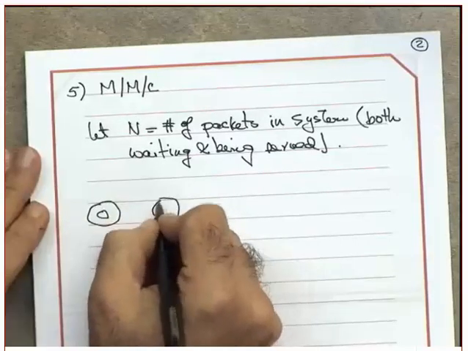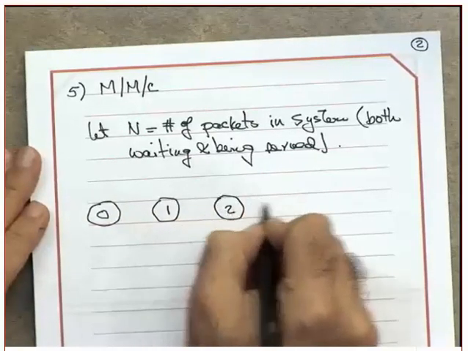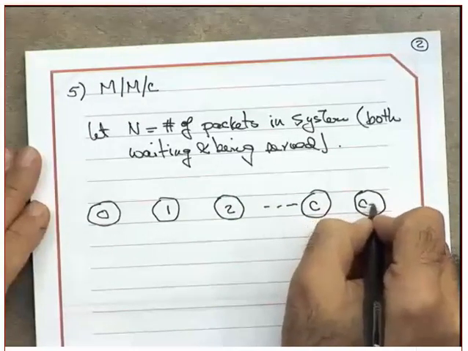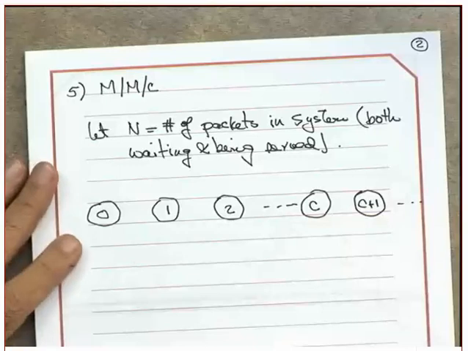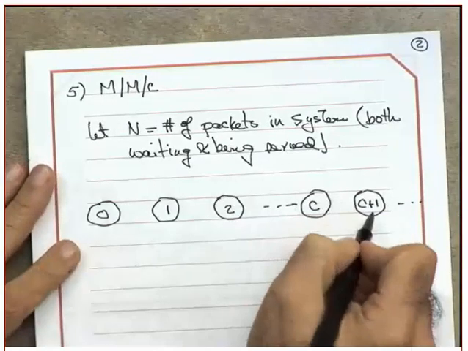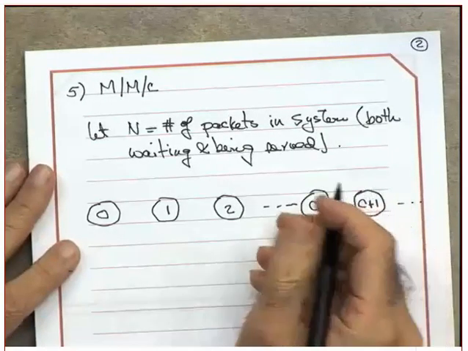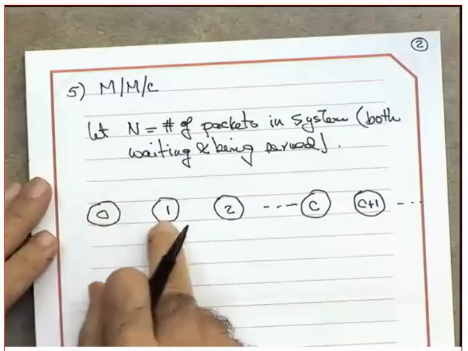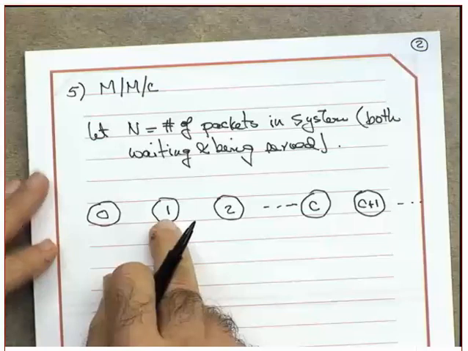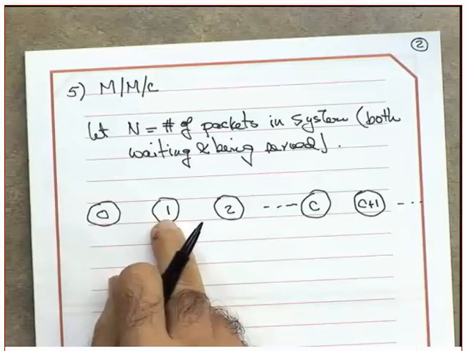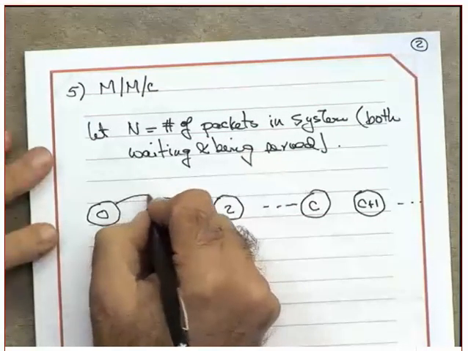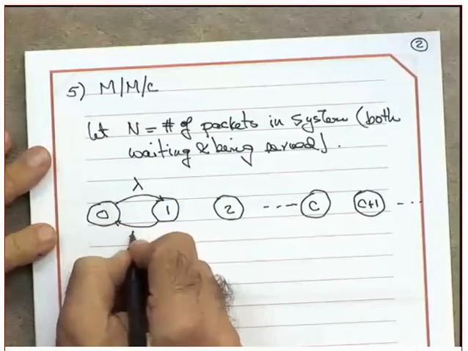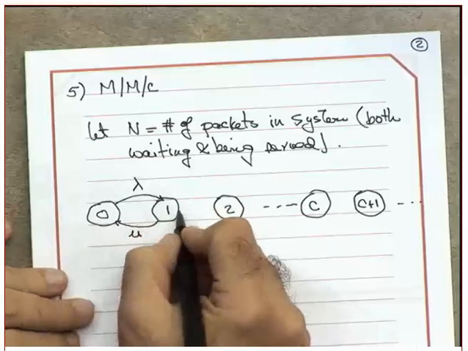0, 1, 2, C, C plus 1, ... Did you get it? Okay. Now you might say, why did you write C plus 1? I'll explain to you in just a second. Are you following me so far? Okay. Let's start with here. The system is idle. Suddenly it transits to 1. What happened? One packet came, under an arrival process. So this one is lambda. This one is mu. Clear? Okay.